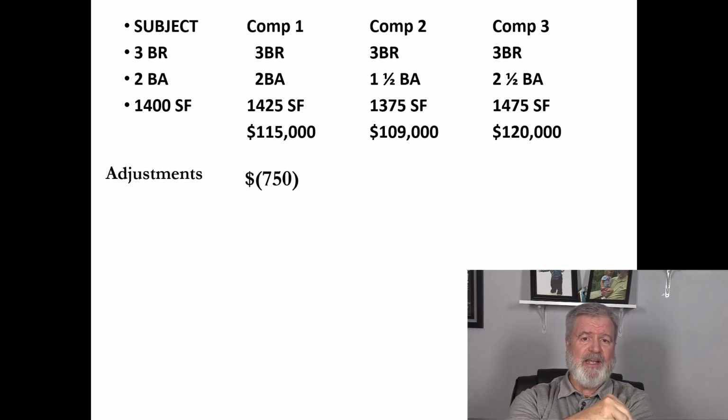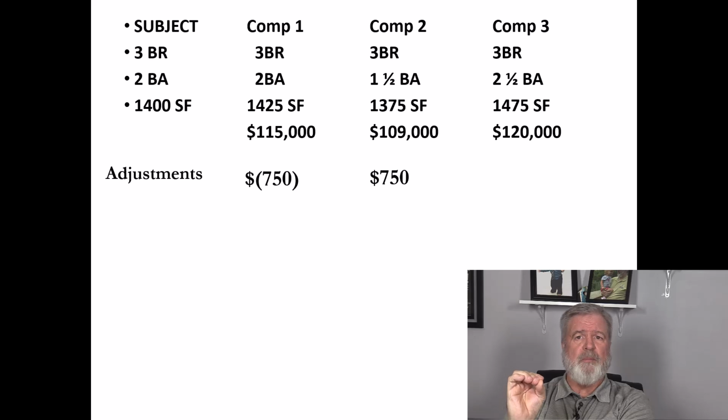But now, am I adding this to comp 2 or am I subtracting from comp 2? Well, obviously, because comp 2 has less than the subject, then I must add. So I'm going to add $750 to comp 2 sales price. All right, now let's go to our third comp.